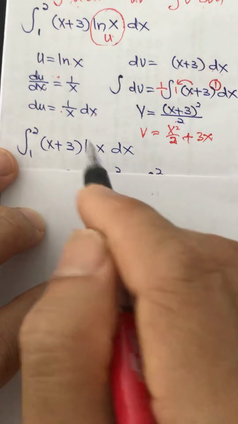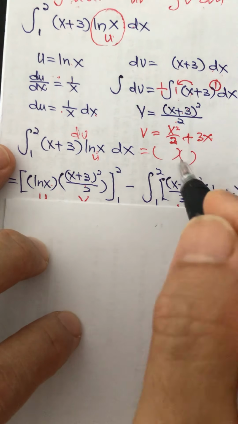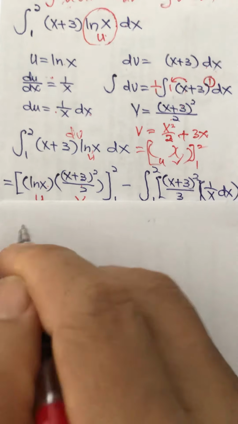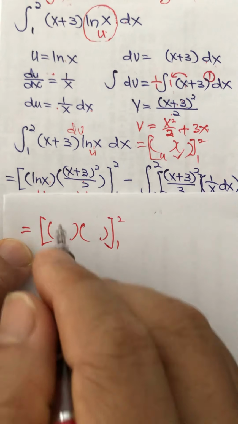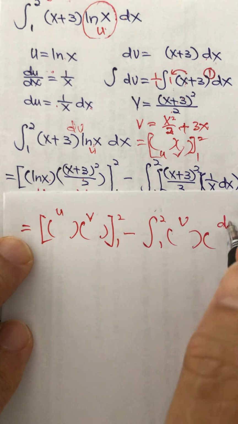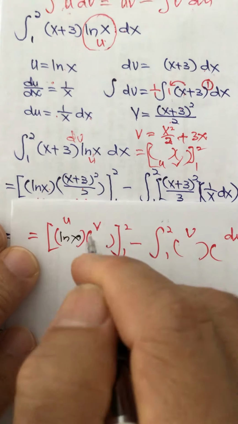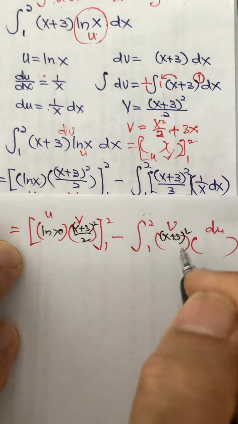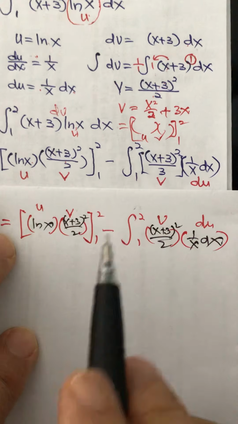This one is u dv, then you have uv, so you write down the bracket like that, uv, and then from 1 to 2. This is u, this is v, minus the integral from 1 to 2 of v du. Then you just substitute one by one. U is ln x, and then v is (x plus 3) squared over 2, and then du is 1 over x dx. So that's why you get this.